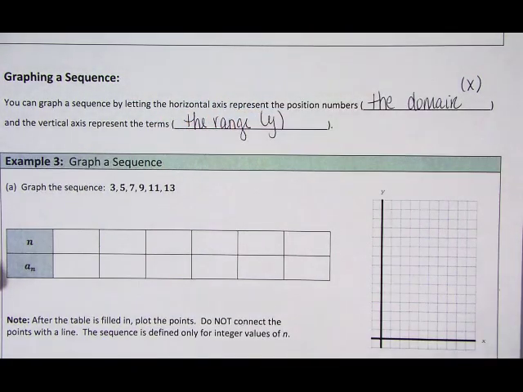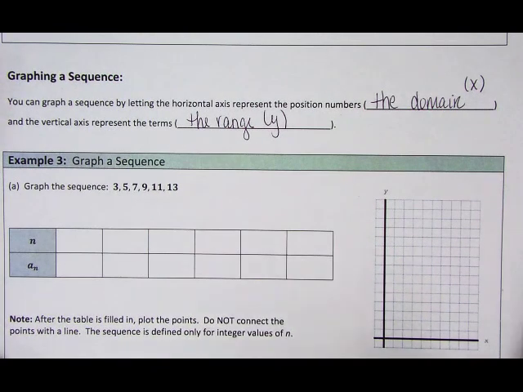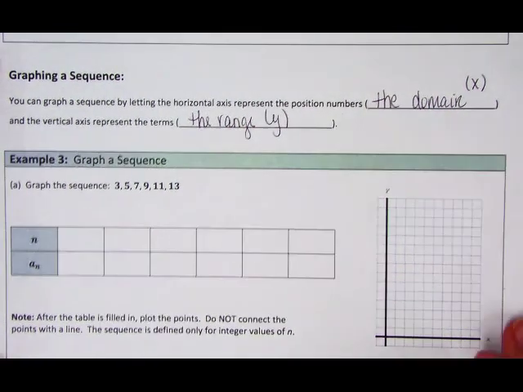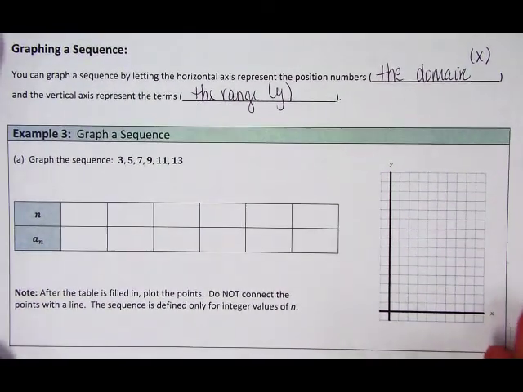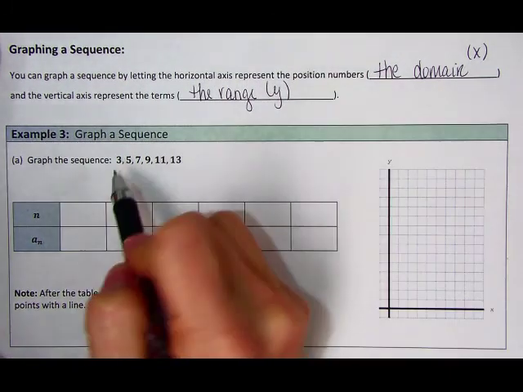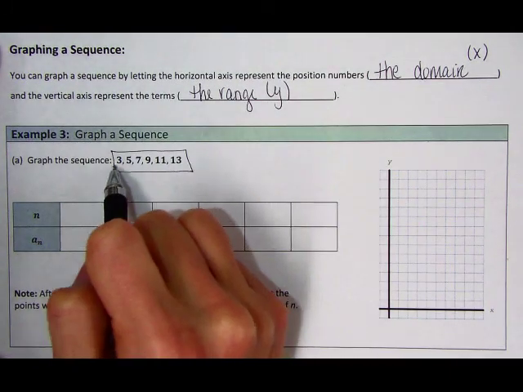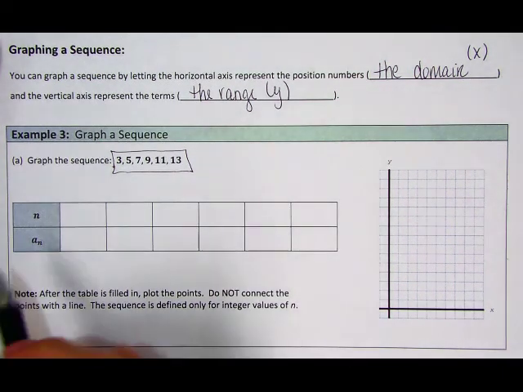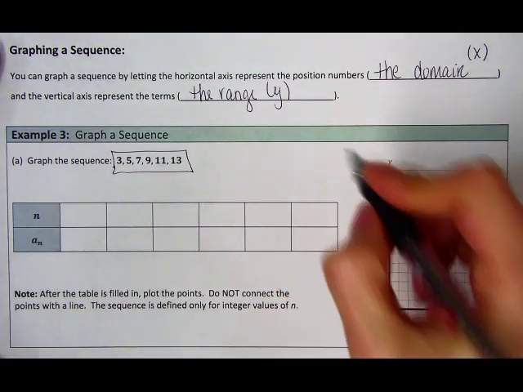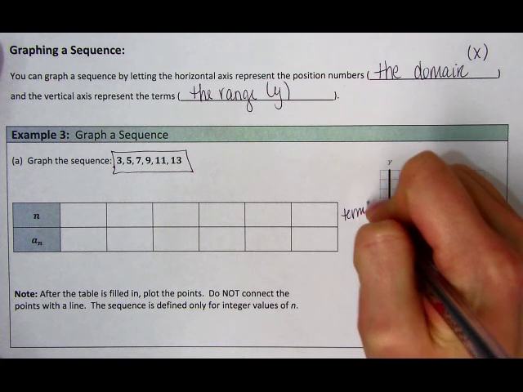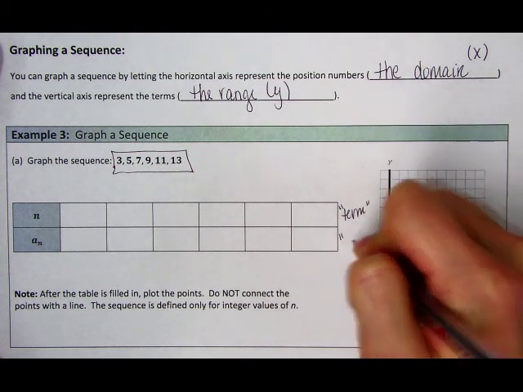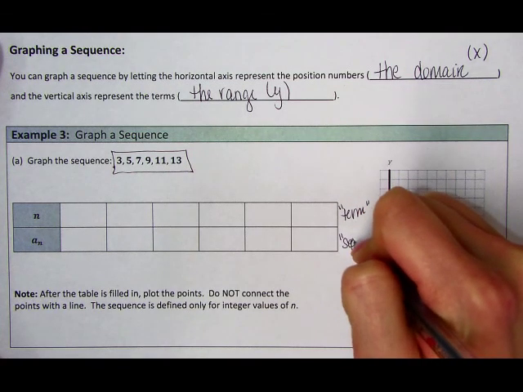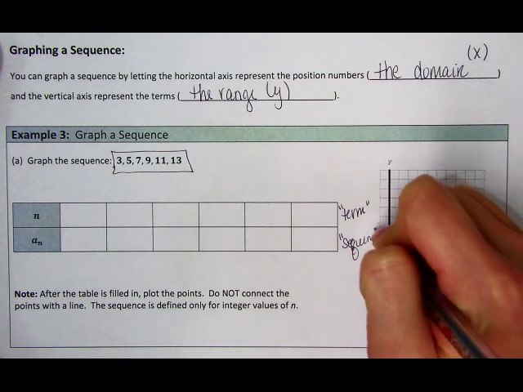Okay, so let's look at example 3 together. In this example, we want to graph the sequence 3, 5, 7, 9, 11, and 13. To be able to do this, we're going to set this up in a very similar chart to what we did in example 2. So n, obviously we know n represents our term value, and a sub n represents our sequence numbers that we have.